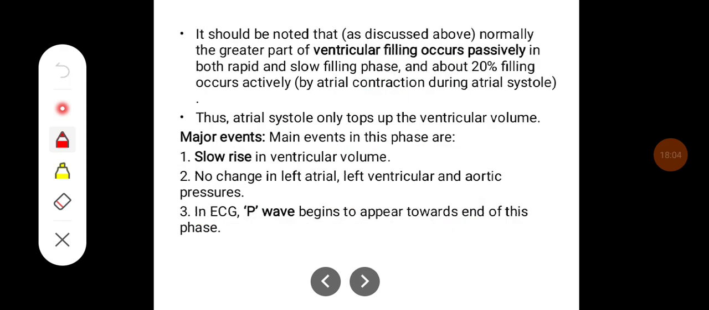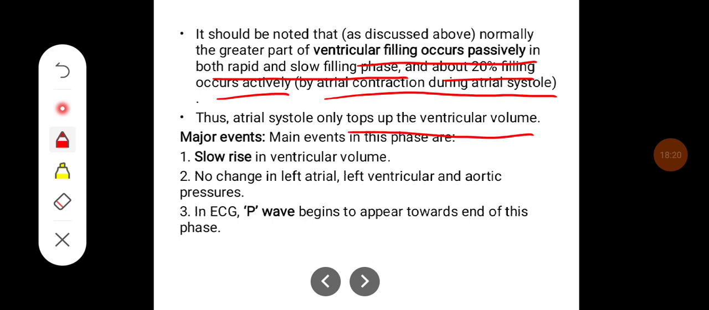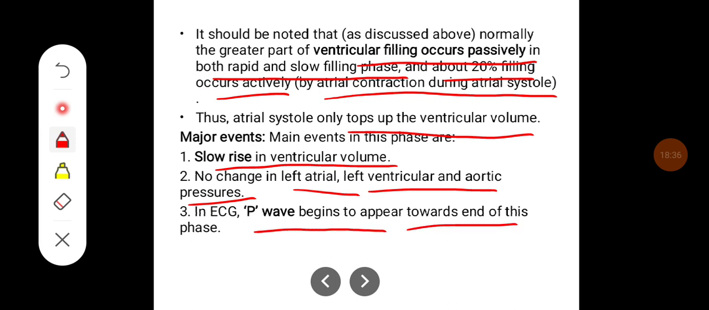It should be noted that normally a greater part of the ventricular filling occurs passively in both the rapid and slow filling phases, and about 20% of filling occurs actively by atrial contraction during atrial systole. Thus, atrial systole only tops up the ventricular volume. The major events in this phase are a slow rise in the ventricular volume and no change in the left atrial, left ventricular or aortic pressures. In the ECG, the P wave begins to appear towards the end of this phase.